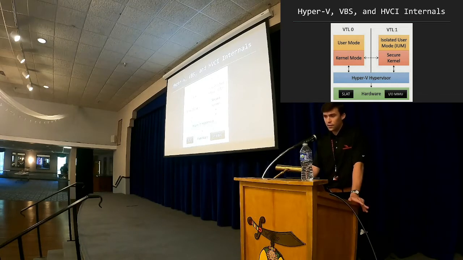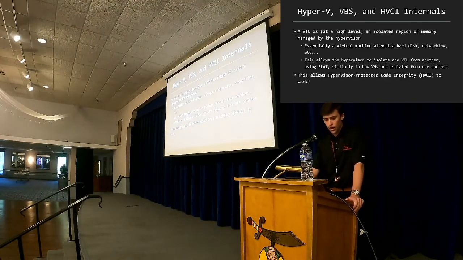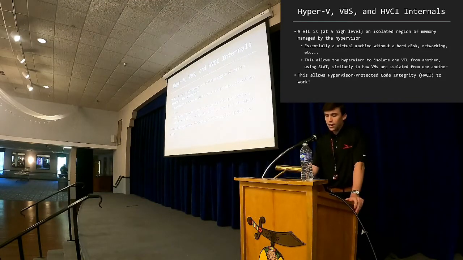So we can think of this as when you run your machine with Windows with VBS enabled, you're kind of running in a VM of sorts. So we don't have virtual hard disks or networking or anything like that. VTLs are just an isolated segment of memory, just like a VM is. So as I mentioned, that's what a VTL is. So we can isolate one VTL from another, just like we can isolate VMs from one another.